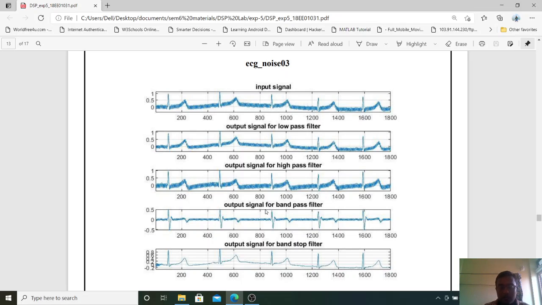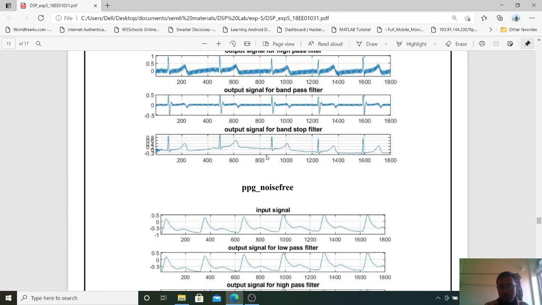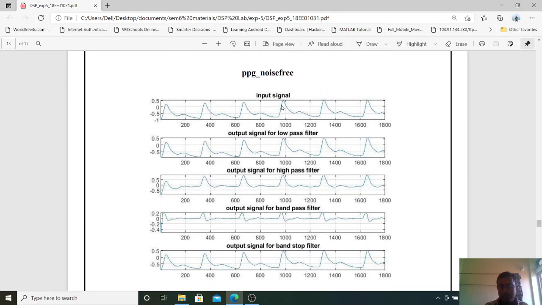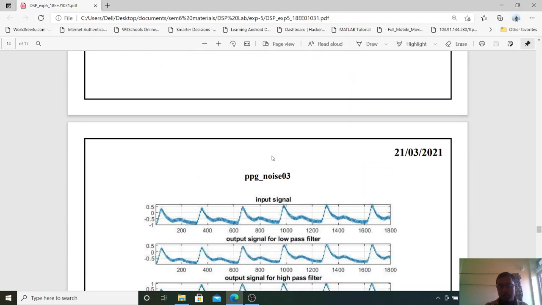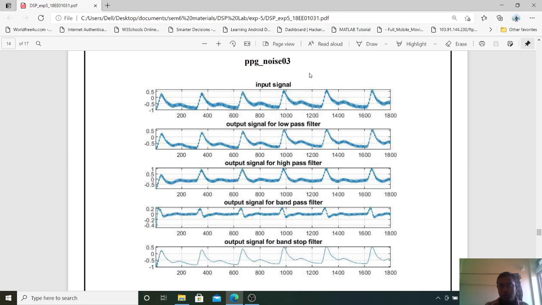In the band pass filter, we are allowing only a specific range of frequency. So this is the output of the band pass filter, and this is the output for the band stop filter. And I have done it for the PPG signal also. This is for the PPG noise free signal. Again we can see that here the amplitude is being reduced, and here some amplitude remains the same or is being amplified. And this is the output for the PPG noise 3 signal.